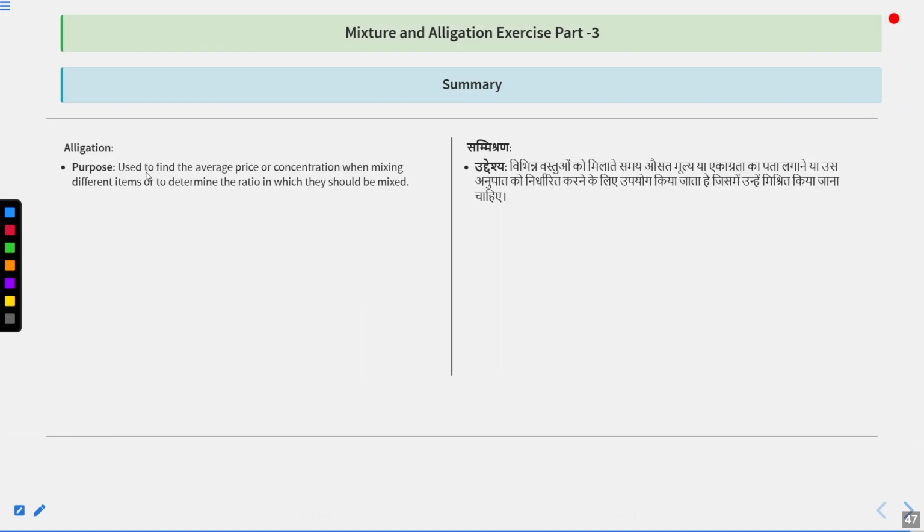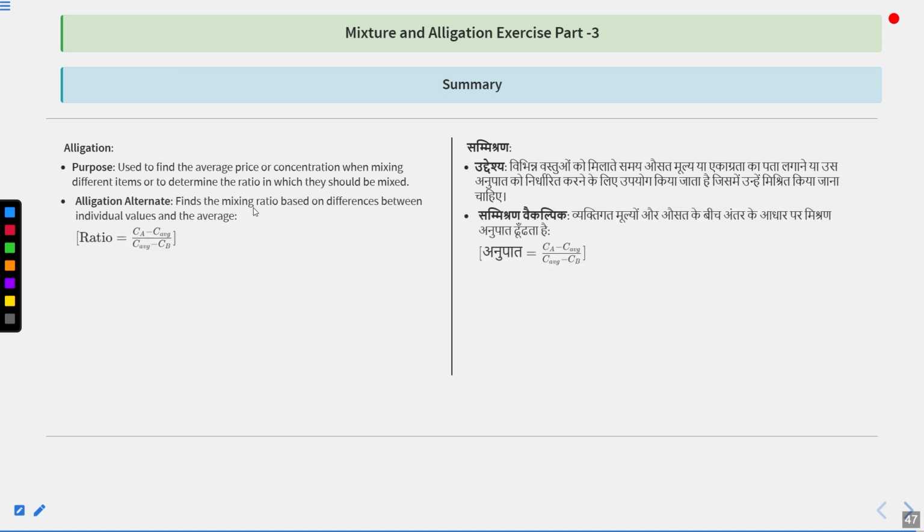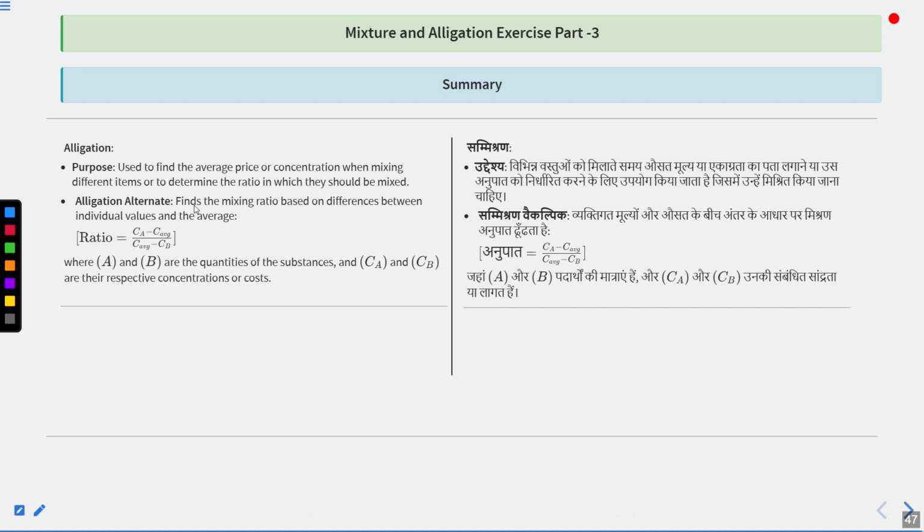Now alligation is used to find the average price or concentration when mixing different items, or to determine the ratio in which they should be mixed. So we use the formula of alligation: find the mixing ratio based on the difference between the individual values and the average. So the ratio will become concentration of A minus average concentration upon average concentration minus concentration of B. Clear? Where A and B are the quantities of the substances and Ca and Cb are their respective concentrations or costs.